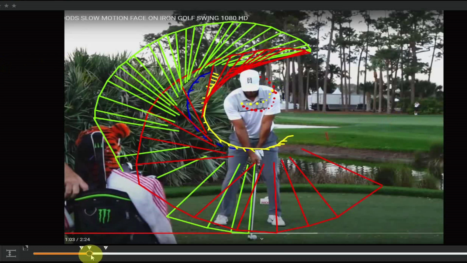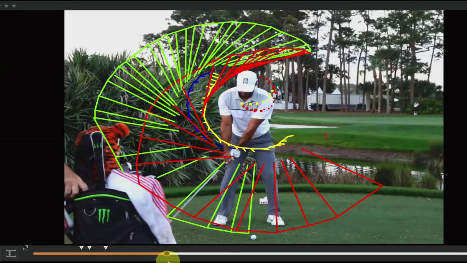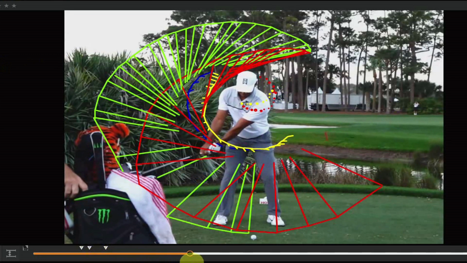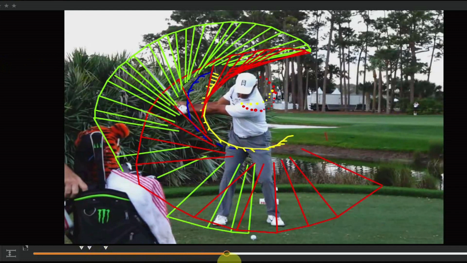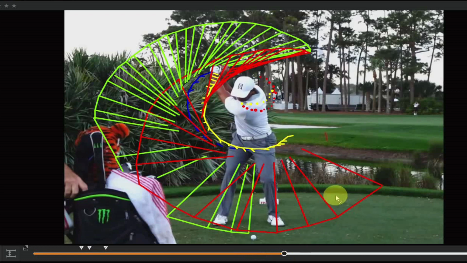So we're going to see the lead shoulder works away from the target and down towards the ground. Okay, so that'd be the end of the backswing. So the left shoulder's gone down some amount, and obviously to his right.